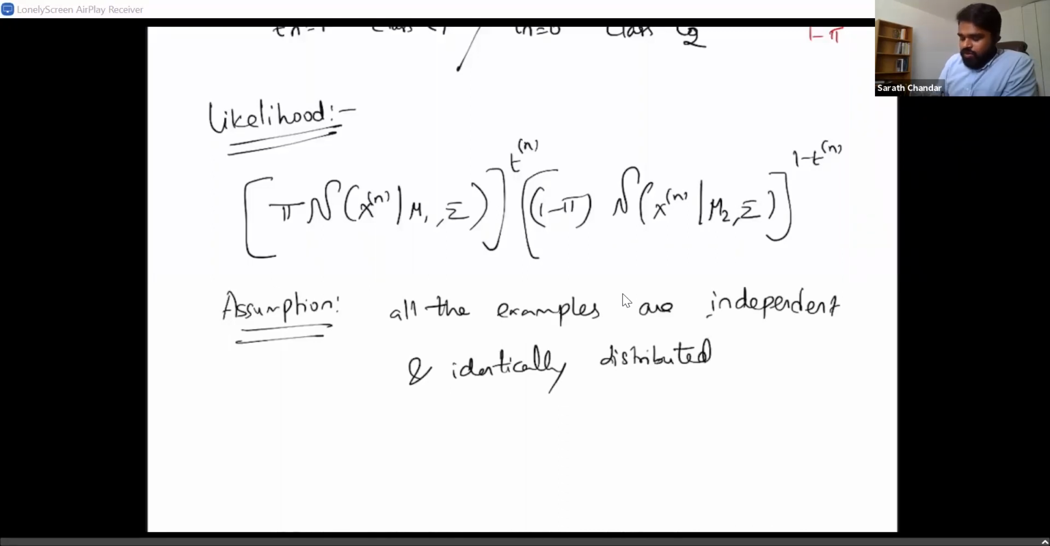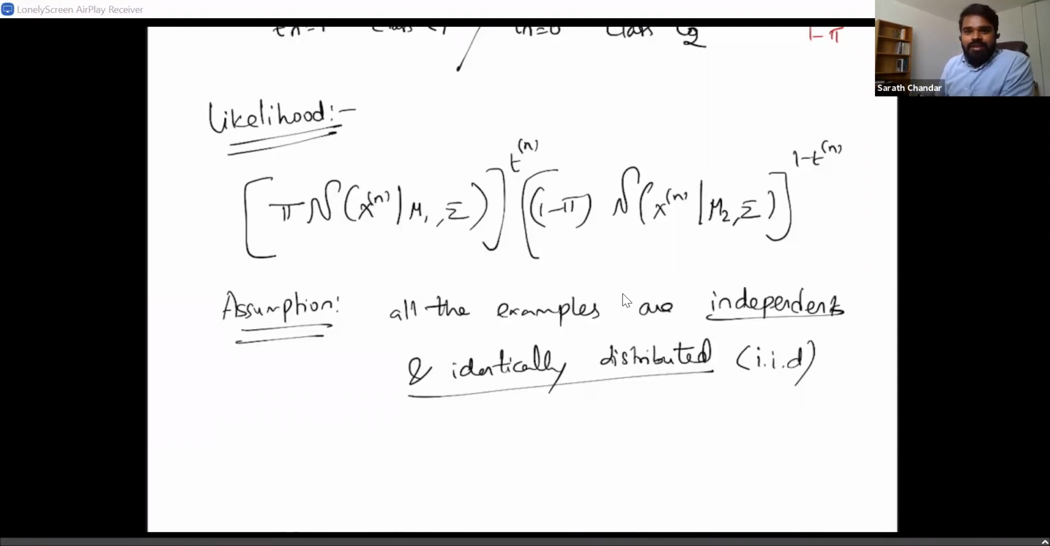Okay, so this is one of the most common assumptions that most of the machine learning algorithms are going to have. So we will call this assumption IID from now. What is the IID assumption? The IID assumption states that all the examples are independent.